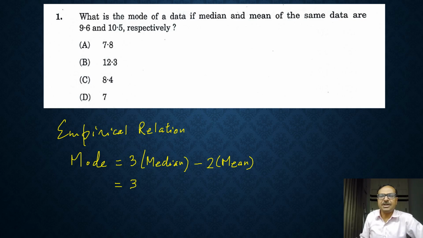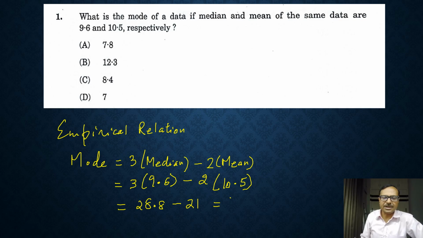3 times the median. Median is 9.6 given in the question, and 2 times mean is 10.5. So if you solve, this is 27 plus 1.8 is 28.8, and 10.5, the double, is 21. So the answer for the question is 7.8, and the answer happens to be option number A. Let's move on to the next question.